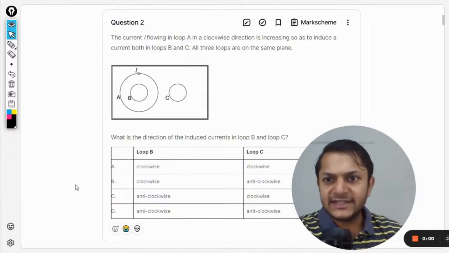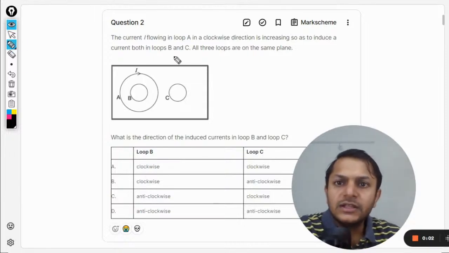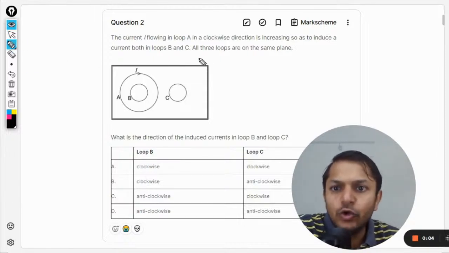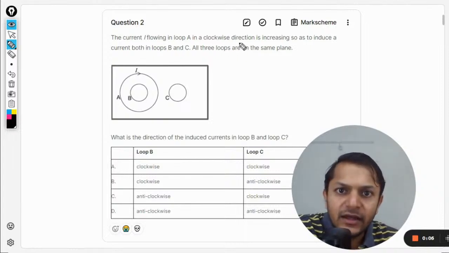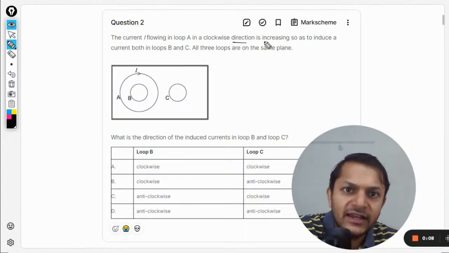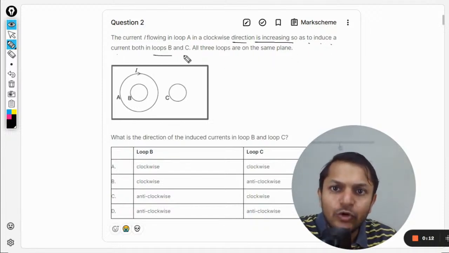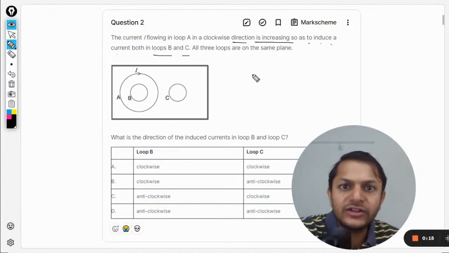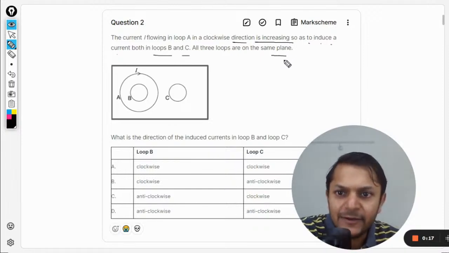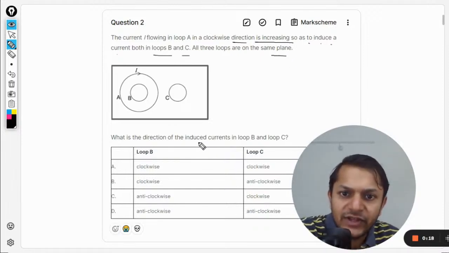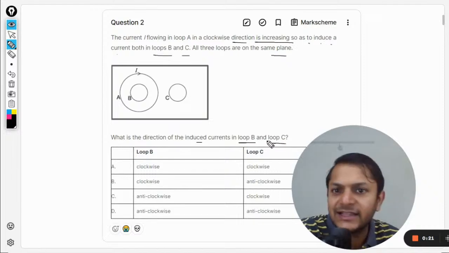Okay, dear students, let us see what is there in this question. The current I flowing in loop A in a clockwise direction is increasing so as to induce a current both in the loop B as well as C. All three loops are on the same plane. What is the direction of the induced current in the loop B and the loop C?